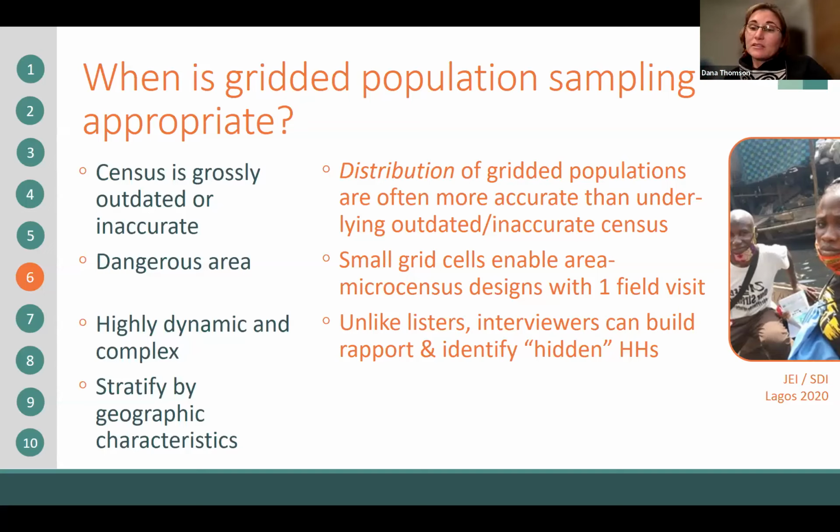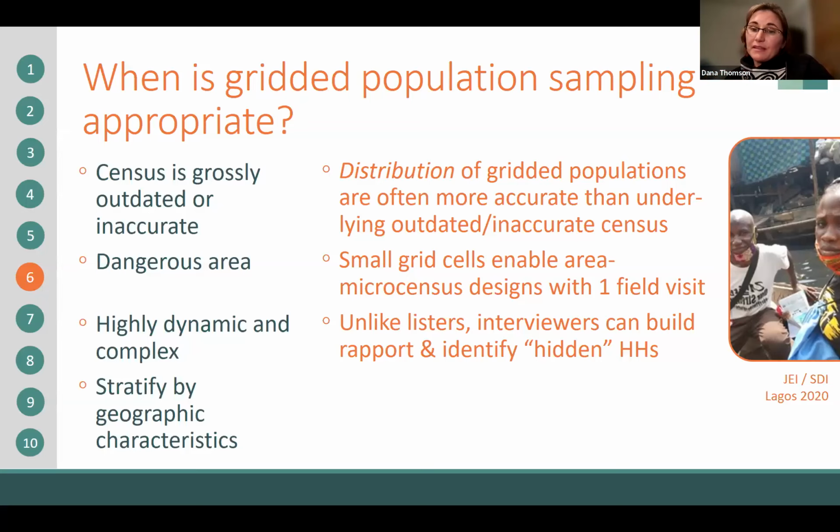In these cases, gridded population data sets offer the ability to make much smaller area sampling units than you would normally be able to do with a census sample frame, because those little grid cells can be grouped into much smaller areas than a census enumeration unit. And that can allow you to do what we're calling area microcensus designs. They do go by other names. I've heard segment cluster sampling used as another name, where you interview everybody in a small area, maybe 10 or 15 households who are all neighbors.